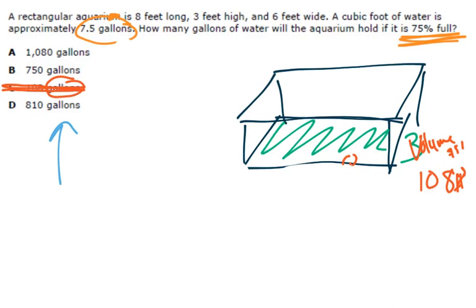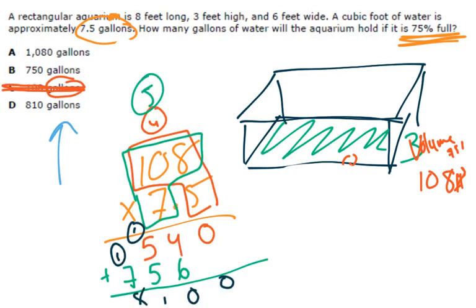It still needs to happen. 108 times 7.5, because every single one of those cubic feet is 7.5 gallons of water. All right, just did my multiplication with my colorful strategy, and I'm noticing that I have a decimal point and one number after my decimal point, so I'm going to need to put it right here where it has one number after the decimal point.